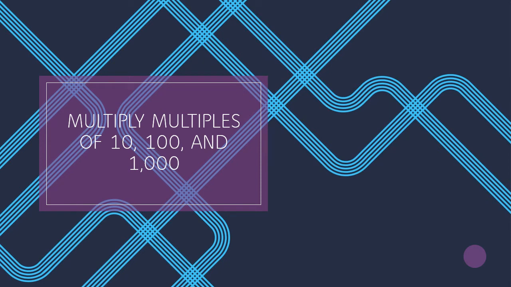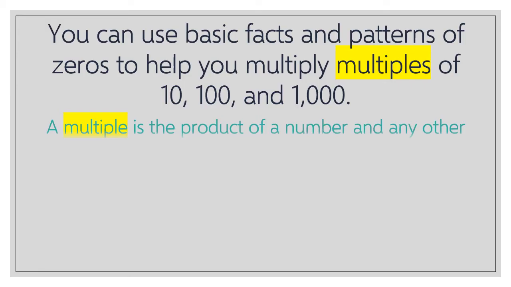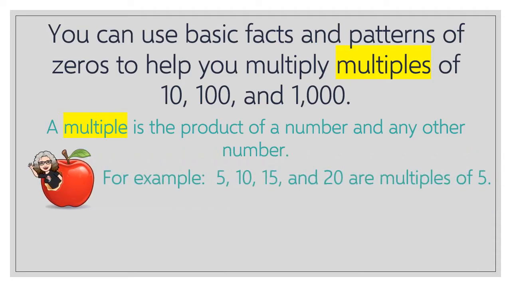Fabulous third graders! Today we are going to multiply multiples of 10, 100, and 1,000. You can use basic facts and patterns of zeros to help you multiply multiples of 10, 100, and 1,000. A multiple is the product of a number and any other number. For example, 5, 10, 15, and 20 are multiples of 5.